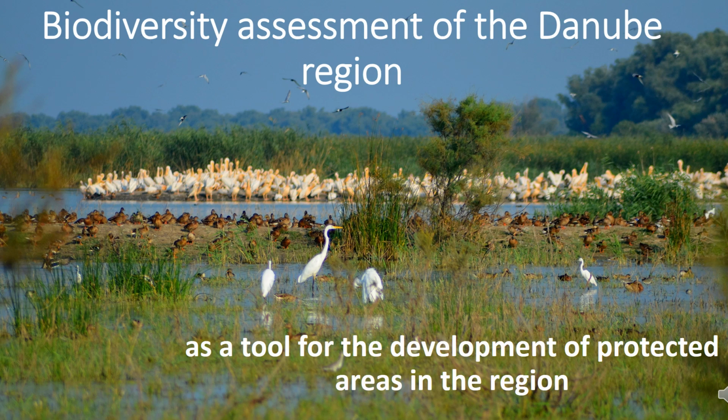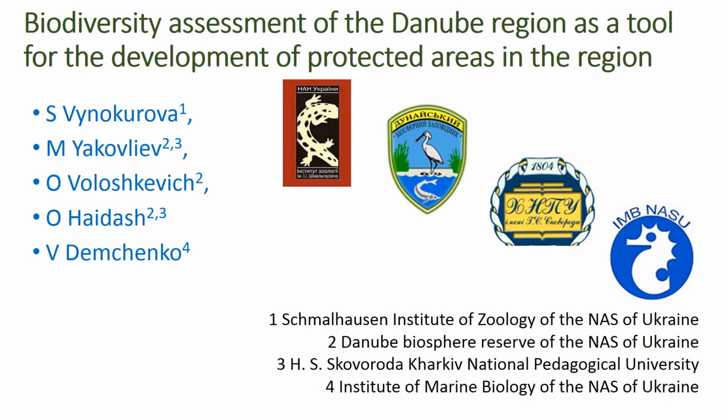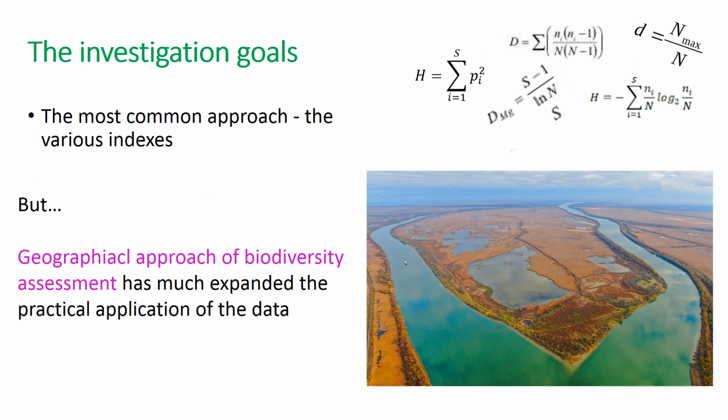Dear colleagues, let me introduce the result of the investigation of the group of researchers, whose names you can see on the screen. The main idea of this research is the use of the geographical information approach to the assessment of biodiversity. Until recently, the most common approach to an assessment of biodiversity was the use of various indexes, like Shannon, Simpson, Margalef, etc. But the geographical approach has much expanded the practical application of the data.